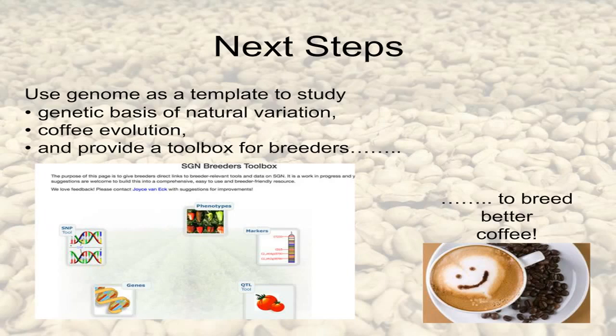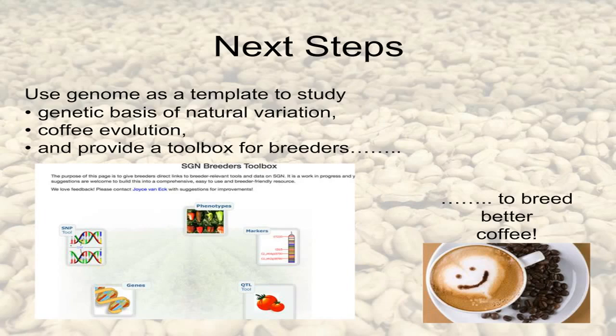So the next step, because a genome by itself isn't really so interesting, is to do some more work to look at some of the genetic basis of interesting natural variation that I was explaining previously. So trying to find genes that might be involved in pathogen resistance, insect resistance, things that would be useful in breeding. And also we're interested in the evolution of coffee, so we'll be using our genomes to study that. And also in our lab, we have the tomato database called Sol Genomics.